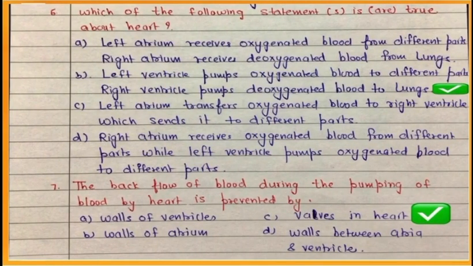In humans, heart is four-chambered with upper two right and left atrium and lower two right and left ventricle, where left ventricle pumps oxygenated blood to different parts of the body and right ventricle pumps deoxygenated blood to the lungs. Valves in heart prevent backflow of blood during pumping.